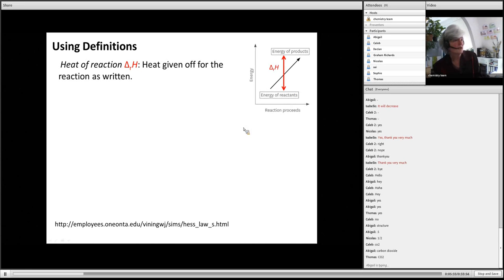So what I'm trying to show here is if my energy of reactants is lower than my energy of products, then I've got what sort of reaction, exothermic or endothermic?